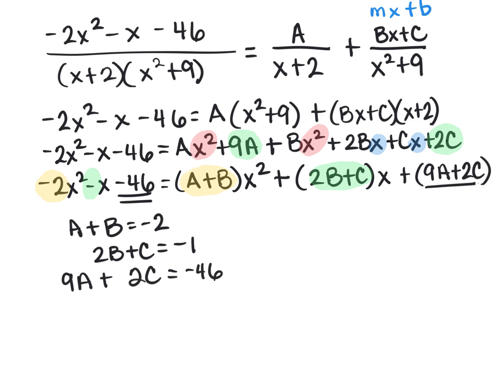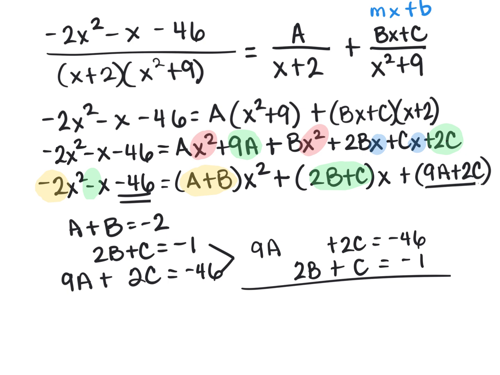So what you have to do here is get something together and cancel one out. So what I'm going to do is put these two together and get rid of the c. So that's going to give me 9a plus 2c is equal to -46. And then I have 2b plus c is equal to -1. So I need to put a -2 right here. So I'm going to multiply that second line by -2.